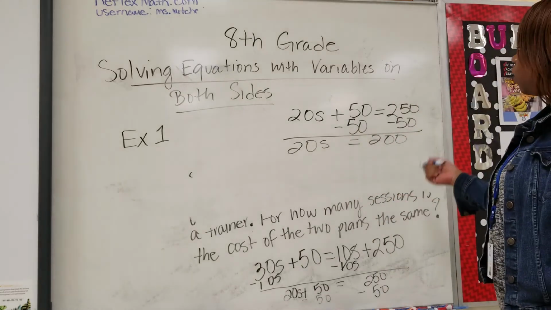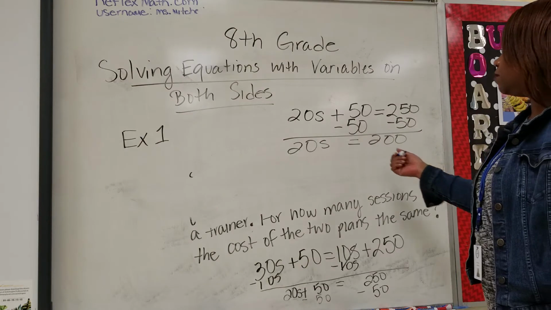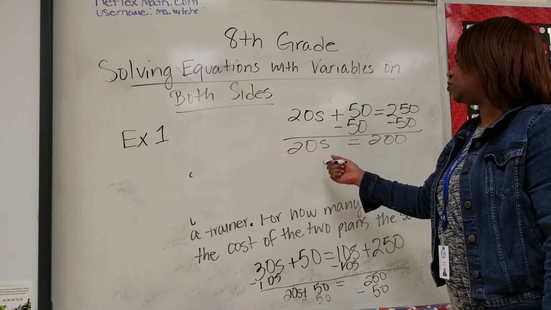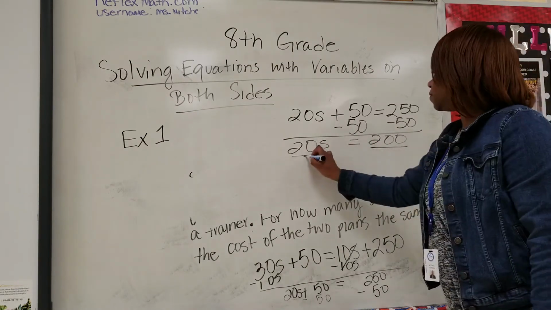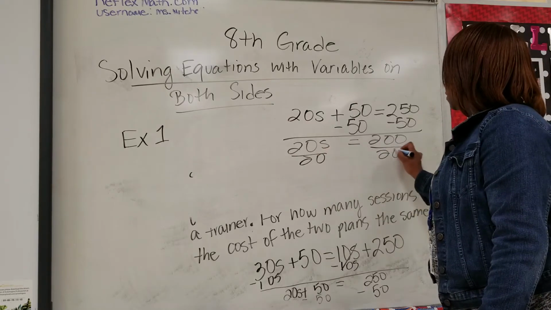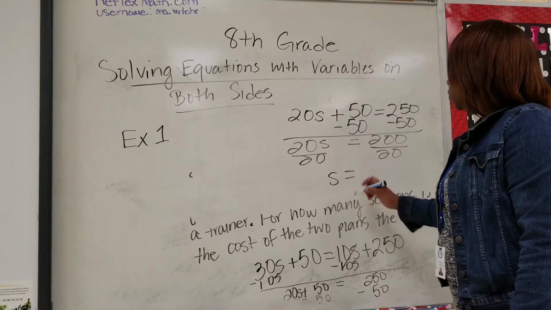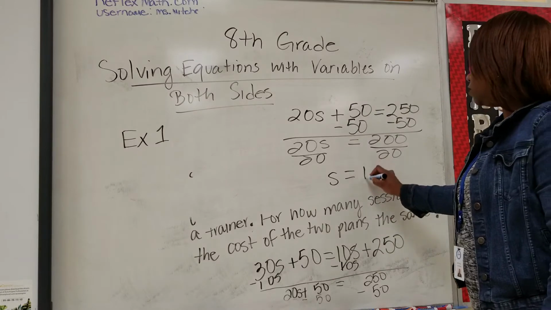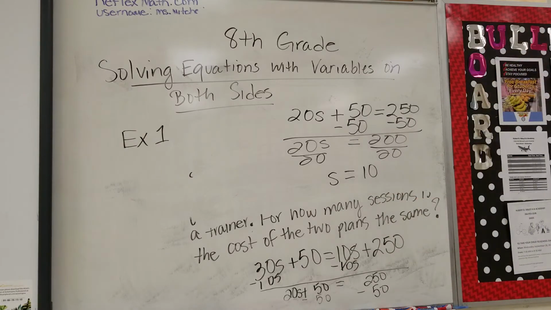From here, all we do is divide by 20, which is attached to the variable. And when we divide by 20, S will be equal to 10. So remember to pause the video, take notes. Please take notes, 8th grade.